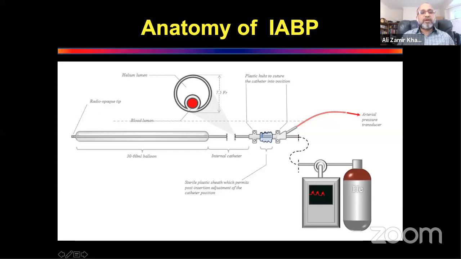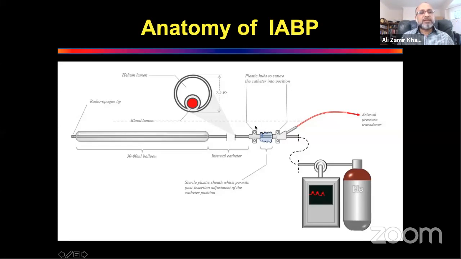You do have a sheath here. So there is always a sheath so that you can push and pull the balloon even after you've inserted it. If the position is not accurate or you're not happy with the positioning of the balloon pump, there is always a sterile sheath. So this sterile sheath has to be shown. This fixation device is there to fix the balloon pump in one place once you are happy with the position.